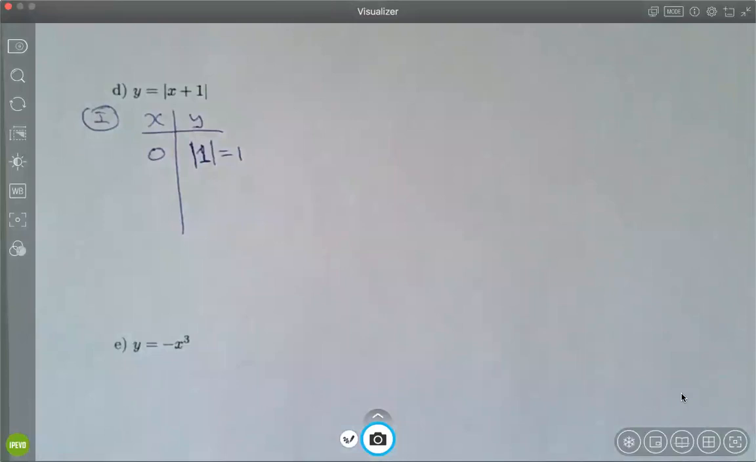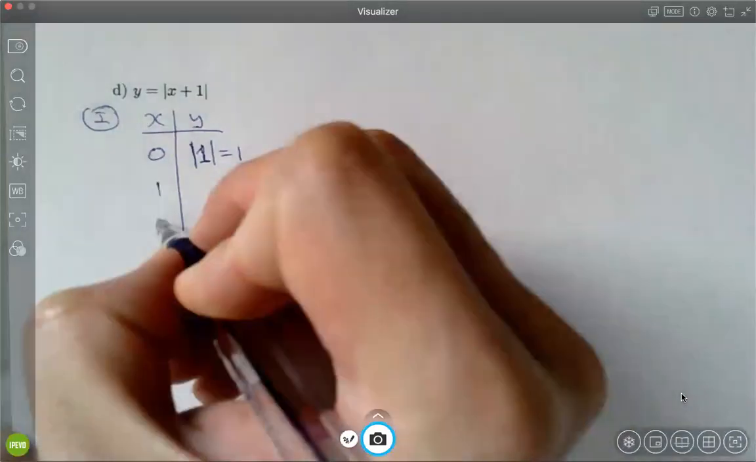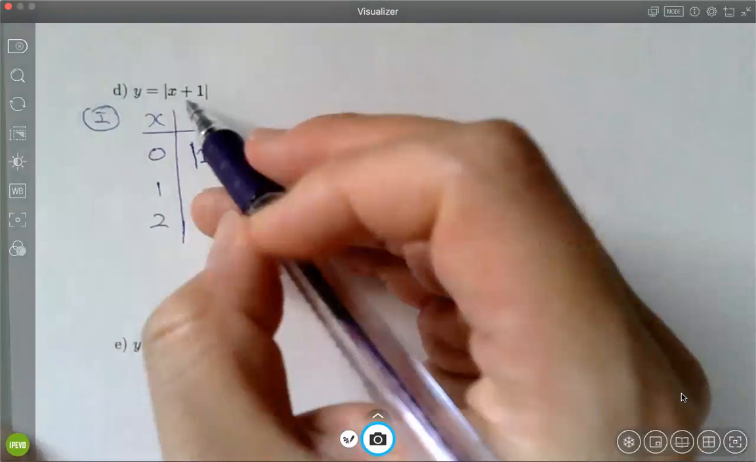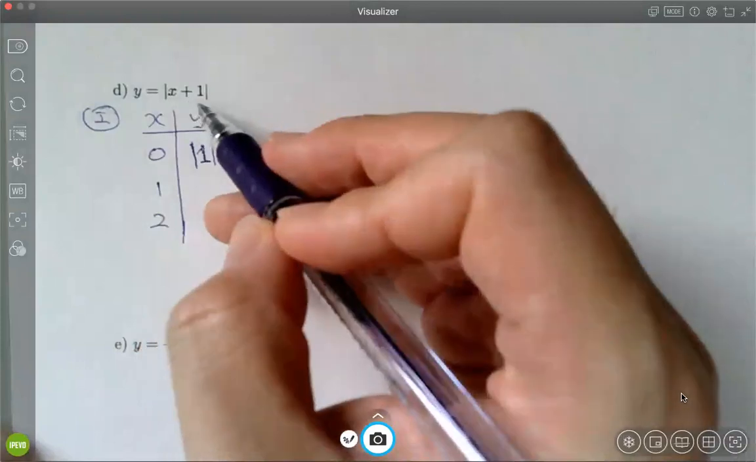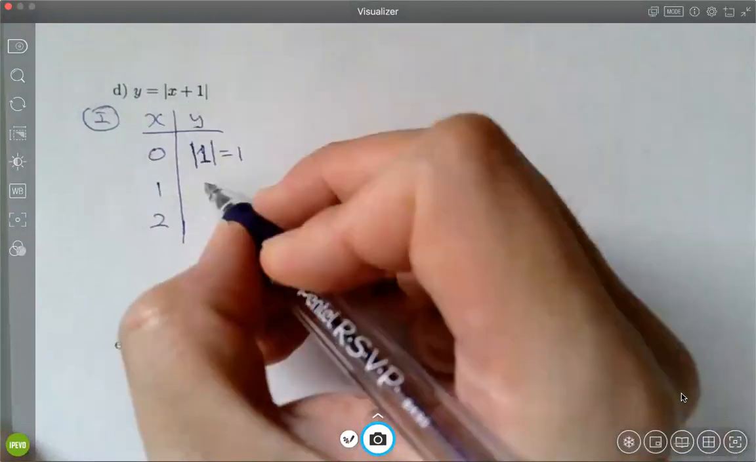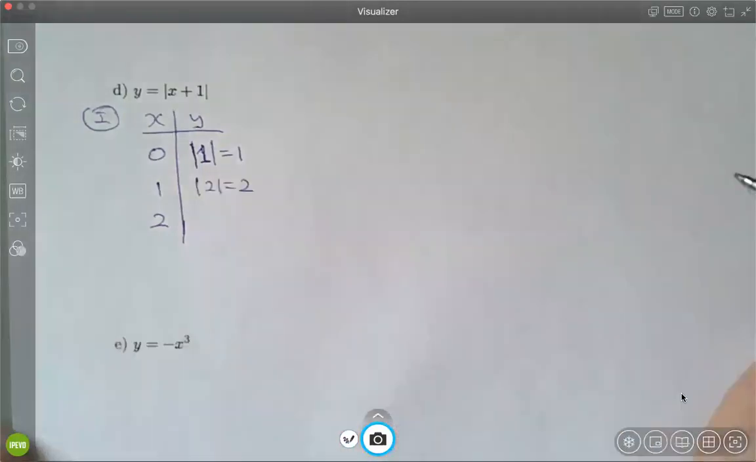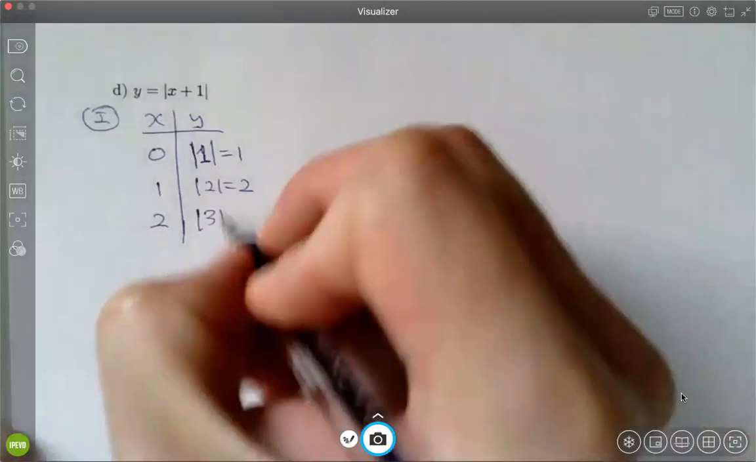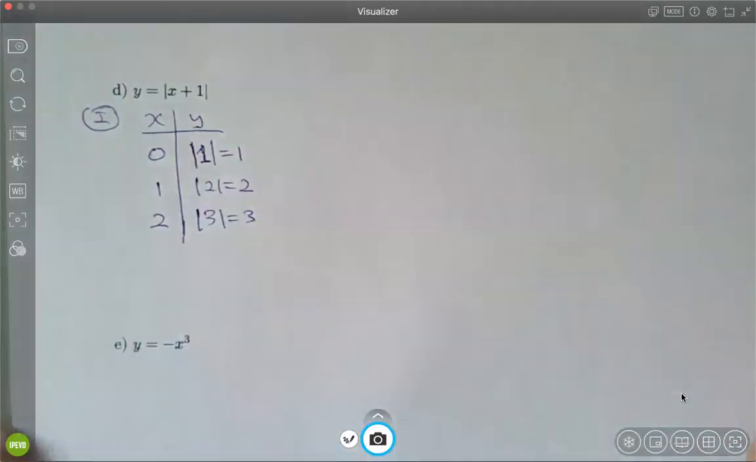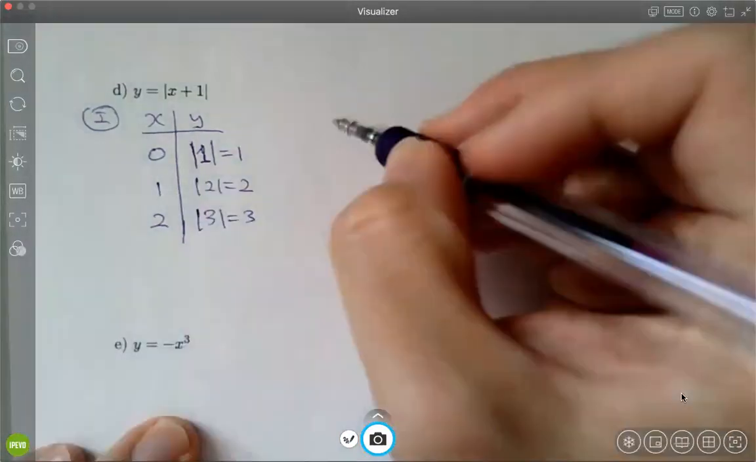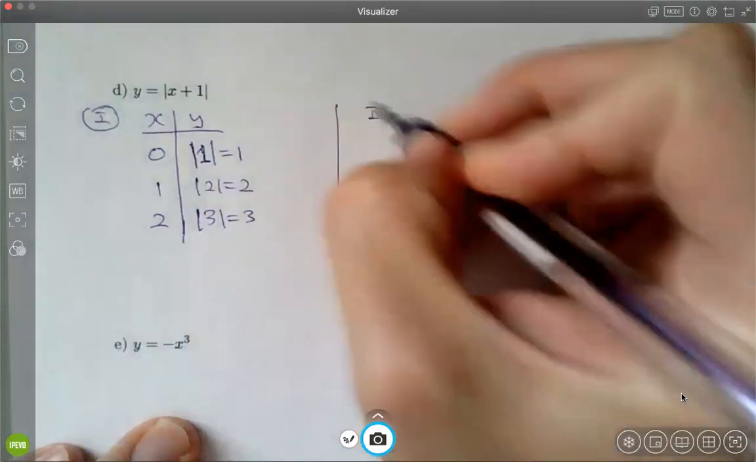One and 2, okay, so 1 and 2. So when x is 1, we have absolute value of 2, right? And what is that? It's just 2, right? And when x is 2, we have absolute value of 3, which is equal to 3, right? Okay, so we have these 3 points. So now, how does the graph look like?